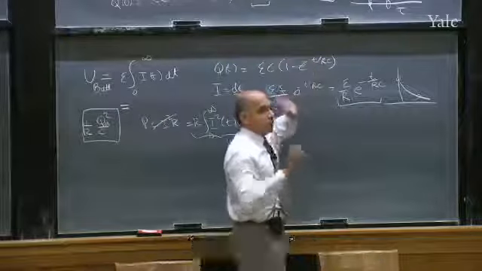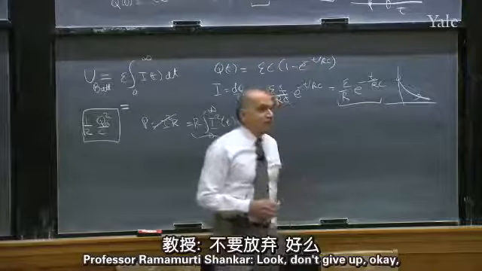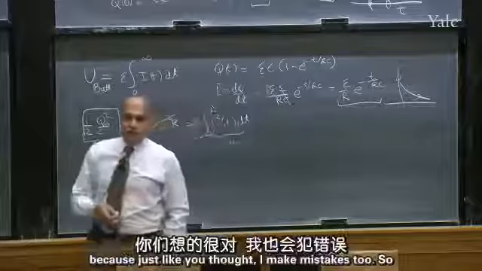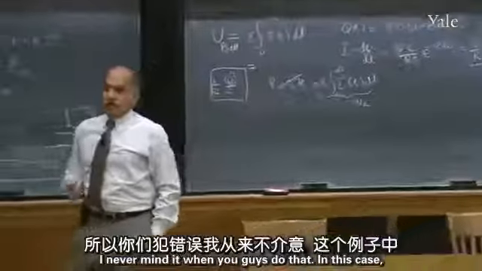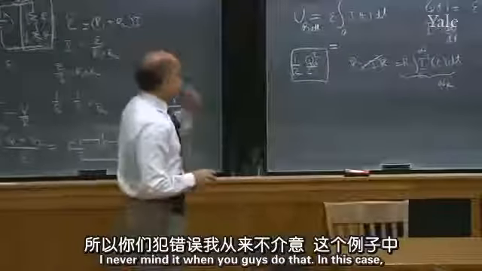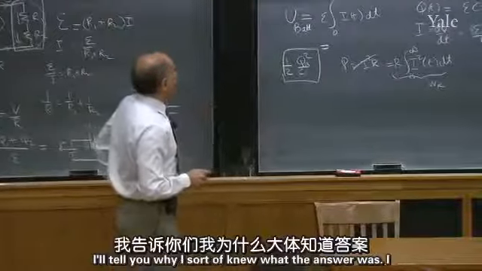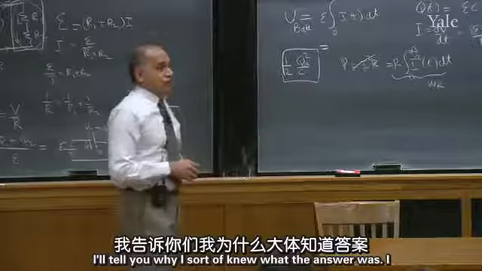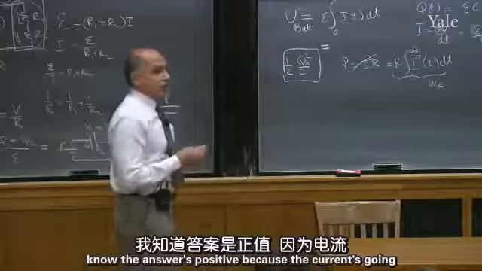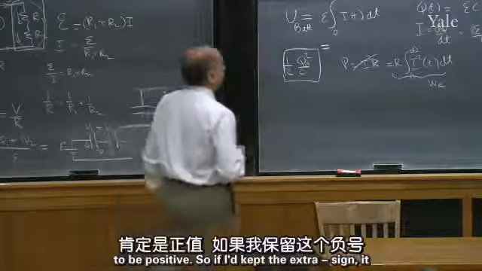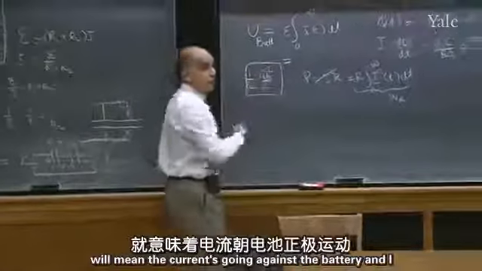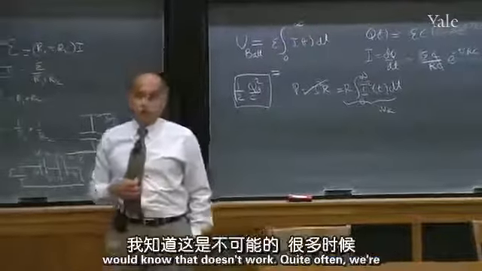Okay. Look, don't give up, okay? Because just like you thought, I make mistakes too. So I never minded when you guys do that. So in this case, I'll tell you why I sort of knew what the answer was. I know the answer is positive because the current is going to be positive. So if I had kept that extra minus sign, it would mean the current is going against the battery, and I would know that doesn't work.